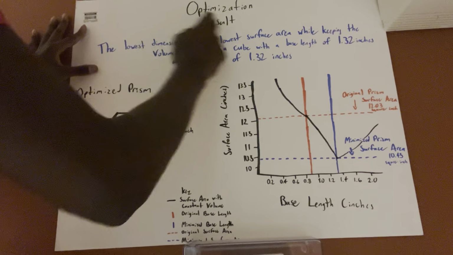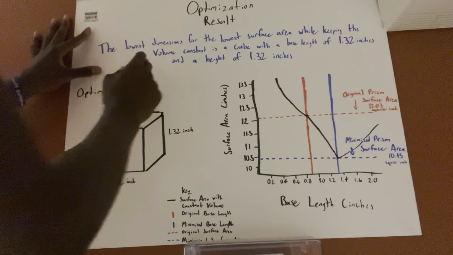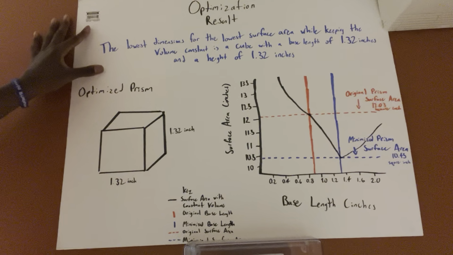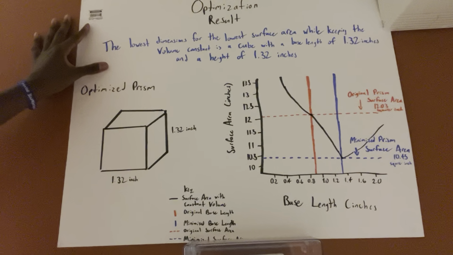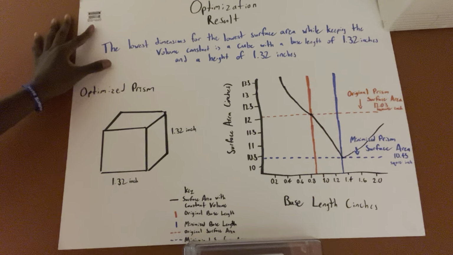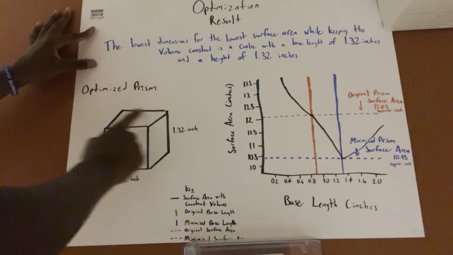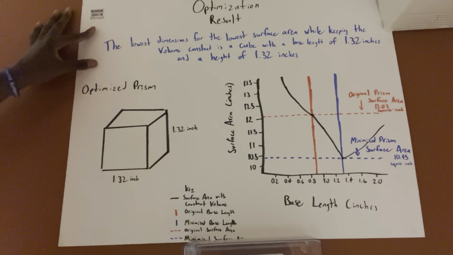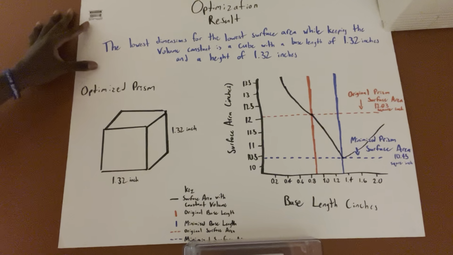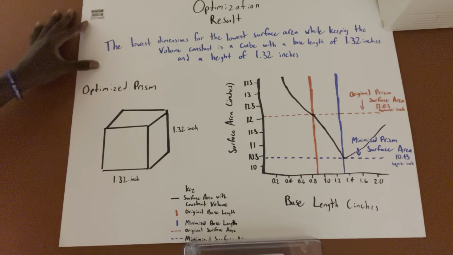All right, the optimization result. The lowest surface area possible while keeping the volume constant is a cube with a base length of 1.32 inches and a height of 1.32 inches. So all sides equal 1.32 inches. That's basically what it's going to look like to have the lowest possible surface area while keeping the same volume.